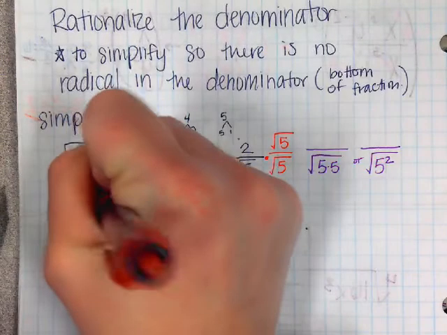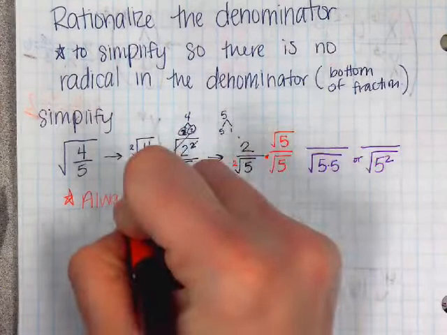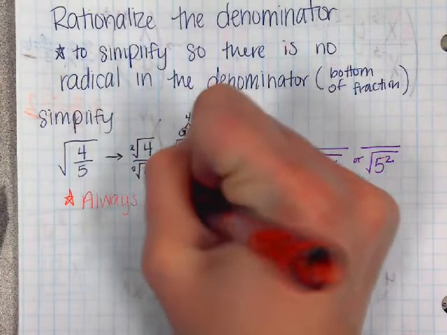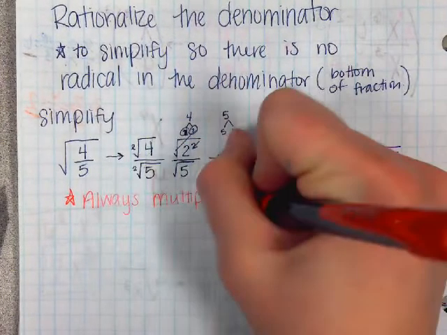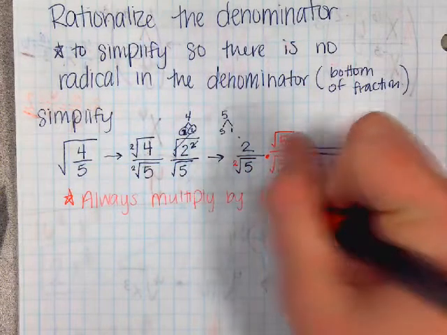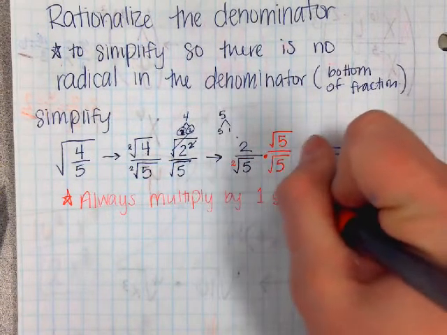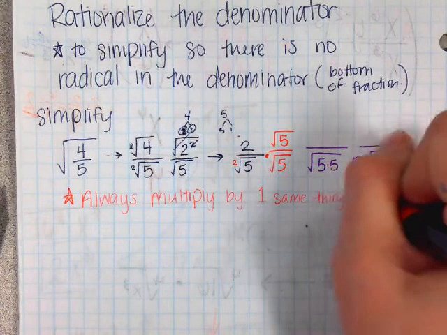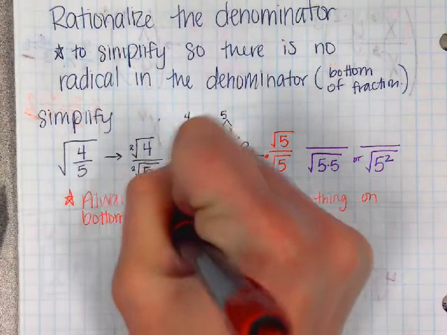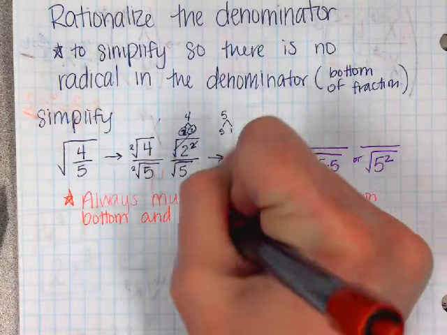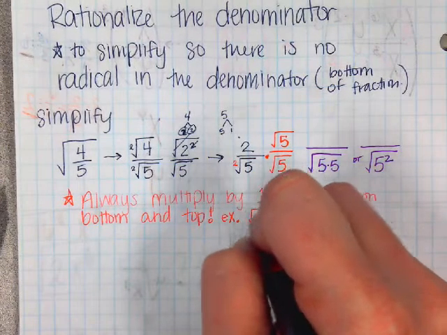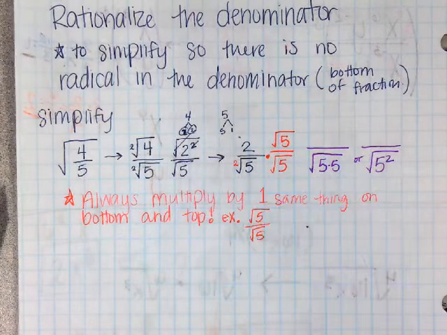So I'm going to write this note. Oh good, my pen is not working. Always multiply by 1, so the same thing on bottom and top. So an example would be the square root of 5 over the square root of 5.